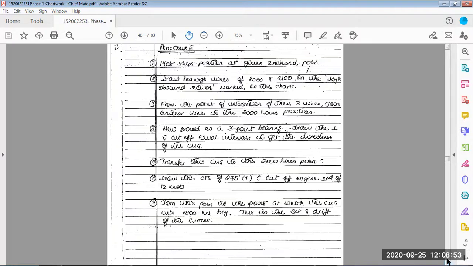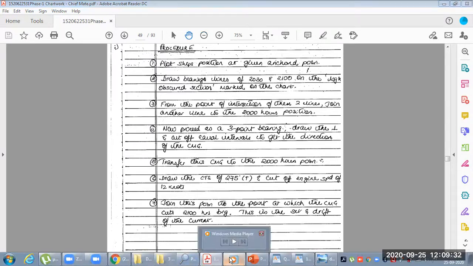So let's see the written method. We have to plot the ship position at the given anchored position, and we draw the bearing lines of 2030 and 2100 from the obscured sector of the chart, and from the point of intersection we join to the ship's 2000 position. Now proceed as 3-point bearing: draw the perpendicular and cut off the equal intervals to get the direction of the course made good. Transfer this course made good to the 2000 position and draw the course to steer 275 degrees true, and cut off the engine speed of 12 knots, which will be given in the paper, and join this position to get the set and rate of the drift.